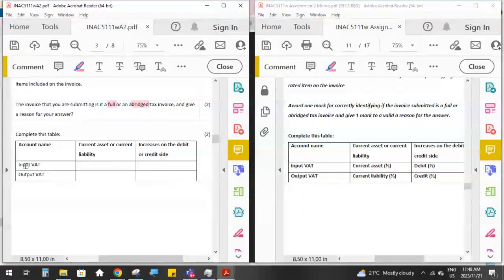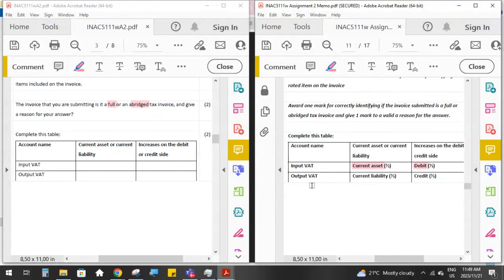Input VAT is going to be a current asset because you are going to claim that VAT back from the receiver, which means the receiver owes you that money. And anybody who owes you money is a debtor. And we know that a debtor is an asset and an asset is a debit balance. So a current asset, and that will be a debit balance.